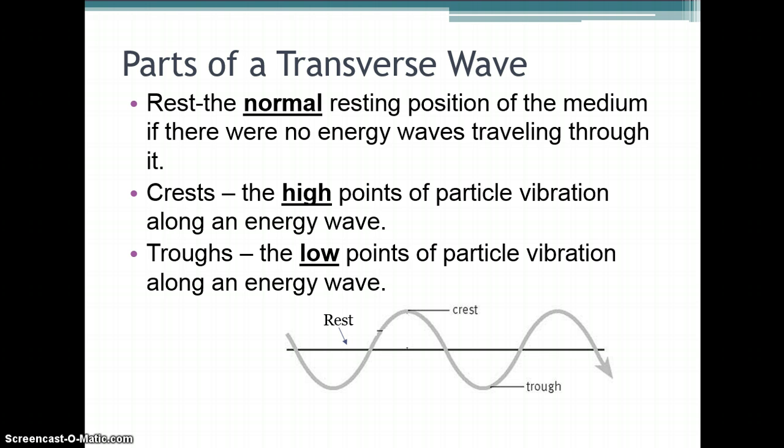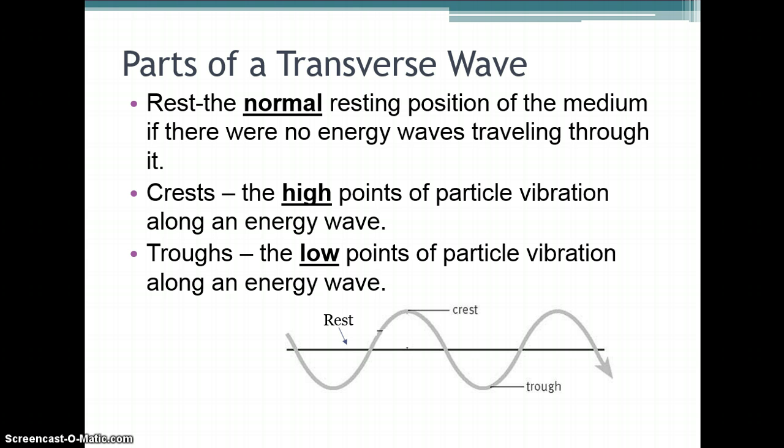There are three major parts of a transverse wave, as you see on the screen: rests, crests, and troughs. A rest is basically an imaginary line showing where the medium or the particles of the medium would be if no energy wave was disturbing it.